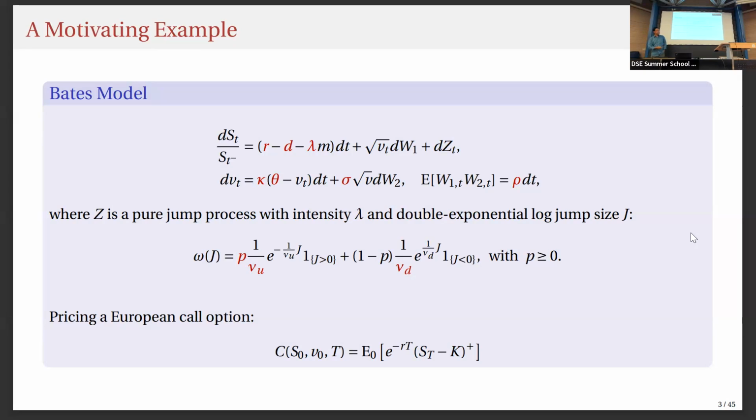What I meant by the jump is basically referring to this intensity, lambda, of these Poisson arrivals of large changes in the price. And in particular, we might be interested in the downside jumps. Remember, this is the double exponential distribution of the jumps. So we're particularly interested in these downside jumps, how big they are, how frequently they happen.